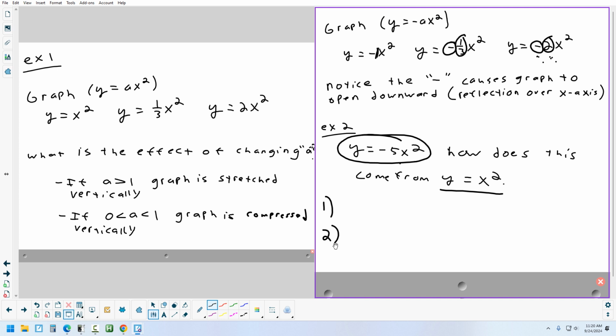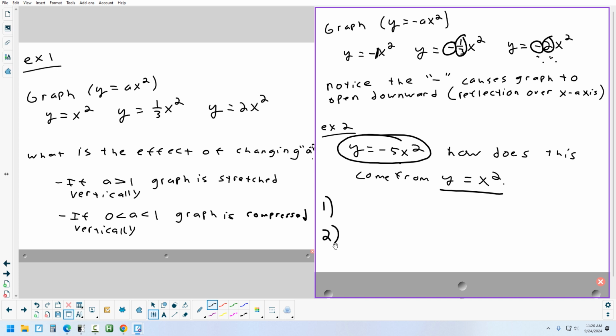Let's start with what the 5 does. Okay, let's forget about the negative for now. Okay, what is the 5 going to do? It's going to take this graph that's starting out as x squared and it's going to stretch it out. Which way?